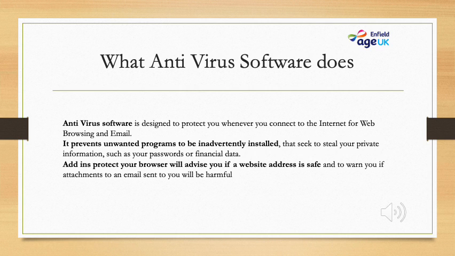Let's look at one of the first tools that we need to secure our computing environment, and that's called antivirus. Antivirus software is designed to protect you whenever you connect to the internet for web browsing and email. It prevents unwanted programs from being inadvertently installed that may seek to steal your private information such as passwords or financial data.